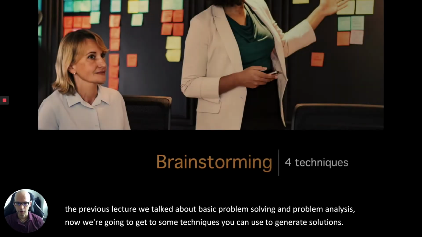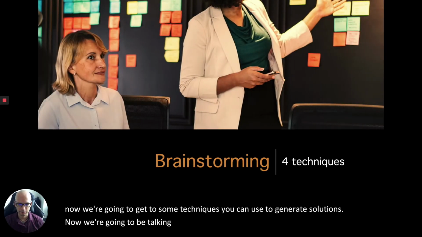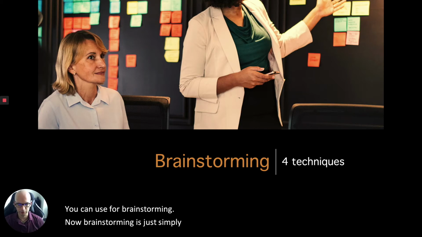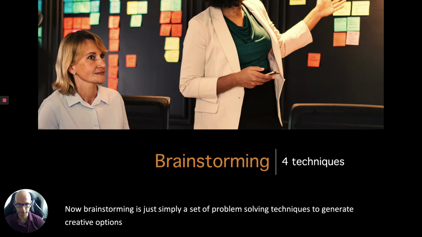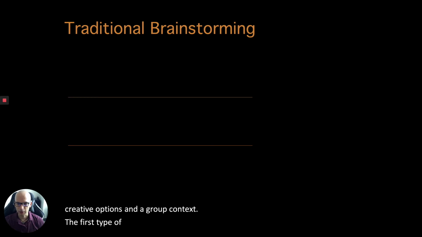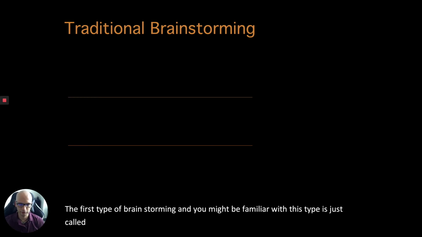Now, what we're going to be talking about in this lecture are 4 different techniques you can use for brainstorming. Brainstorming is simply a set of problem-solving techniques to generate creative options in a group context. The first type of brainstorming, and you might be familiar with this type, is called traditional brainstorming. This is kind of what you might have heard of before.